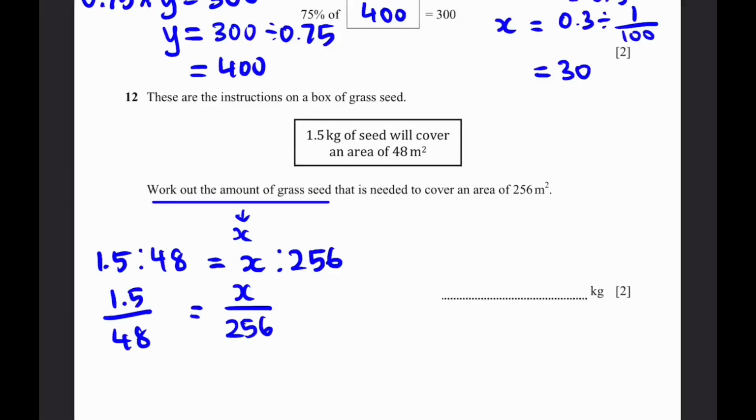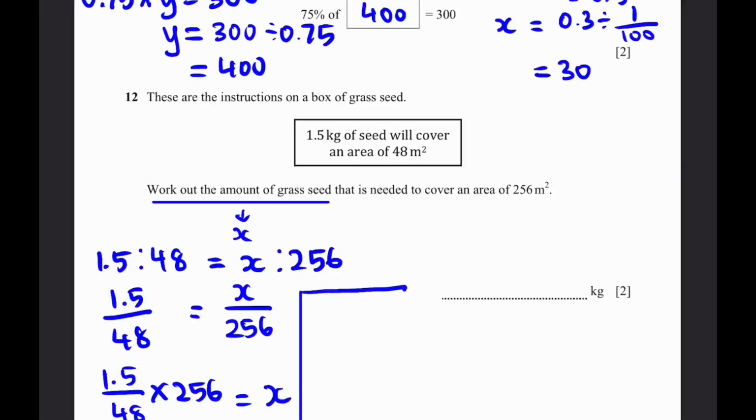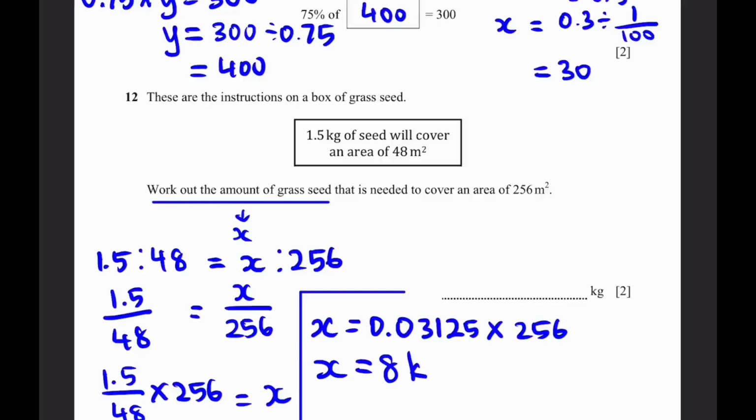Therefore, 1.5 by 48 multiplied by 256 is x. So x equals 0.03125 multiplied by 256. So x equals 8 kg. So the amount of grass seed that is needed to cover an area of 256 meters squared is 8 kg.